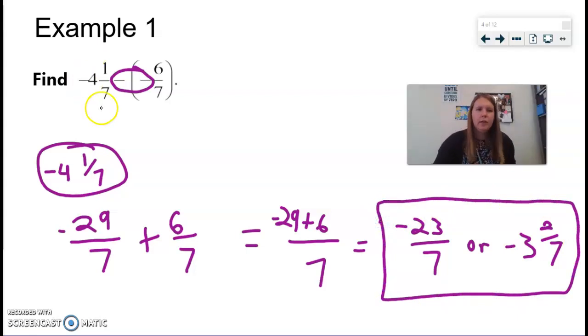So the biggest thing on this one was changing this one into an improper fraction first. That way it's easier for me to do the operation, and then I changed my operation from subtraction to adding the opposite, okay? Or I know that a minus and a minus make a positive. And then I just do the operation on the top. The denominator stays the same.